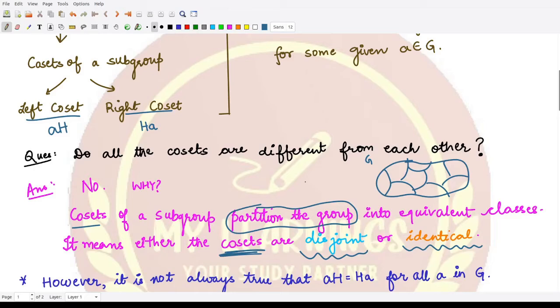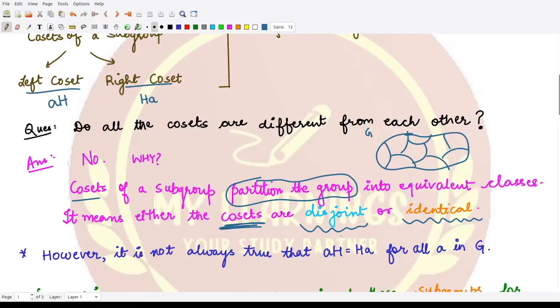However, in certain situations, we do not have this thing. It is not always true that AH is equal to HA for all the elements A in G. It is not always true that the left coset and the right coset are equal. However, in some cases it is.